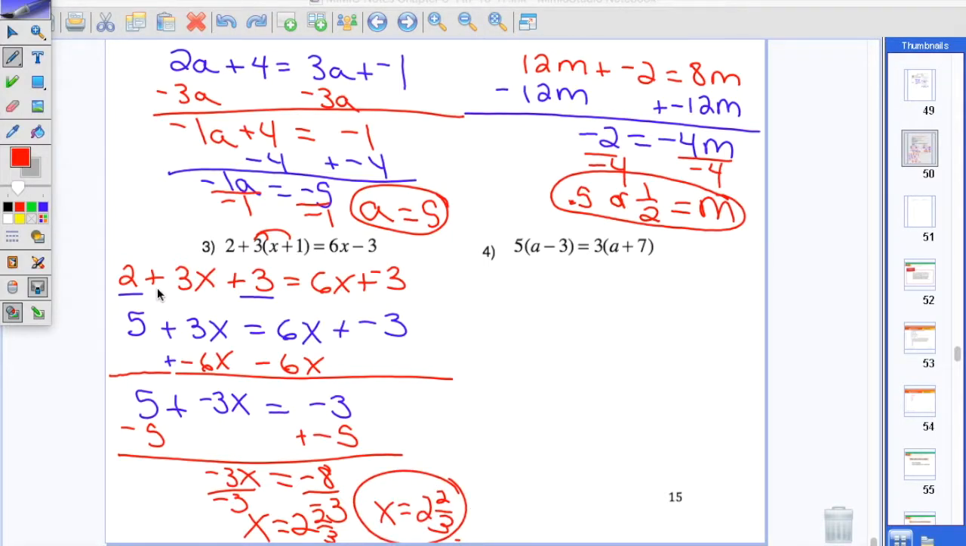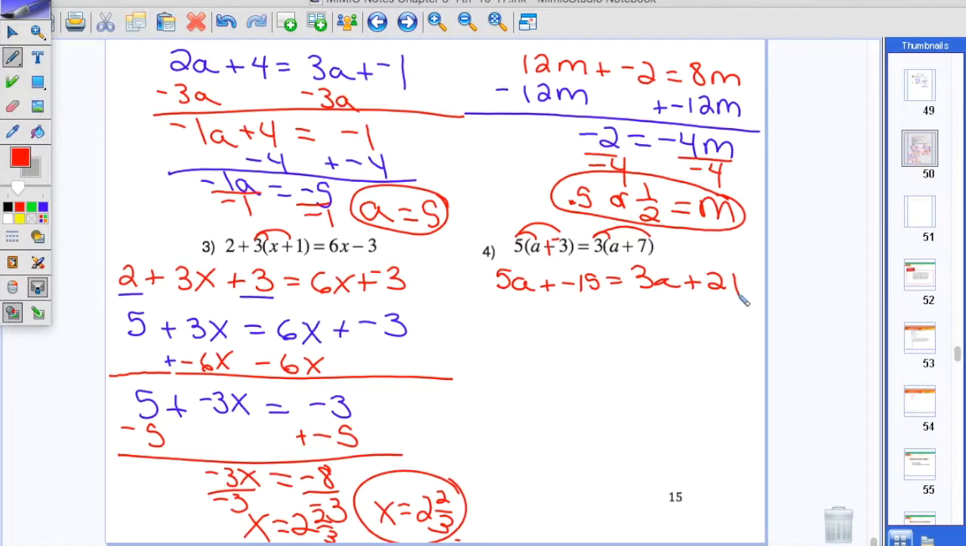Number 4, we have to distribute on both sides. We also have to change subtraction to add in the opposite. So it's 5 times a is 5a. Plus a negative 15, because we have to distribute the 5 to the negative 3. 3 times a is 3a, and 3 times 7 is 21. Variables on both sides, so we're going to get rid of the 3a. So we end up with 5a minus 3a is 2a, plus a negative 15. 3a's cancel out, so it's equal to 21.